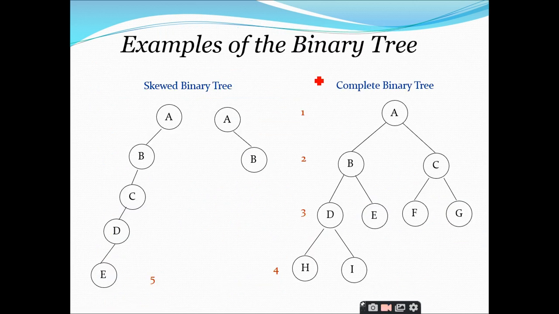Right. The degenerate binary trees we also call skewed binary trees. Skewed means they extend towards one direction only. If you consider this example, A has left child B, B has left child C, C has left child D, and D has left child E. So every node extends towards its left-hand side only. This type of tree is called a left skewed binary tree.